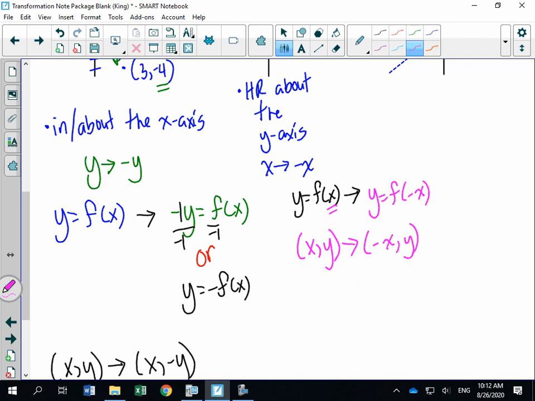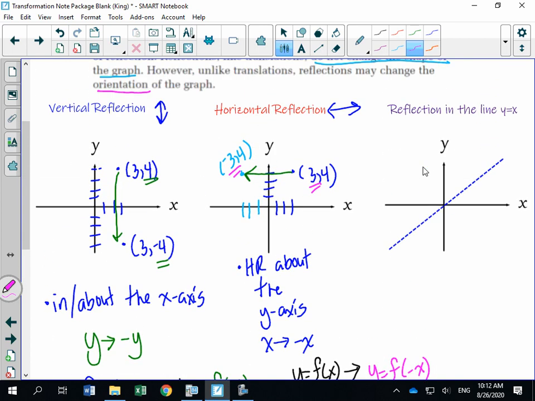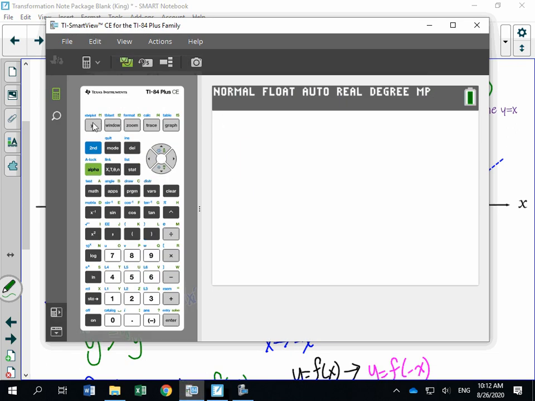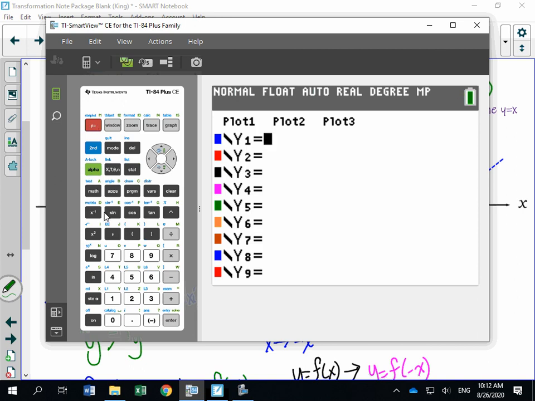Okay, the last type of reflection, which I'm going to introduce very briefly, but just make a note of this in your note package. It's going to be in lesson 5. So it's a reflection in the line y is equal to x. If you go to your graphing calculators, and if you graph the line y is equal to x, here's what you would get.